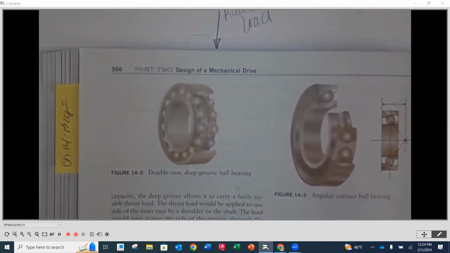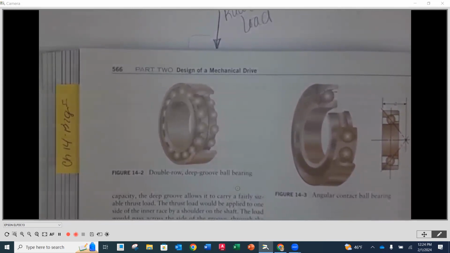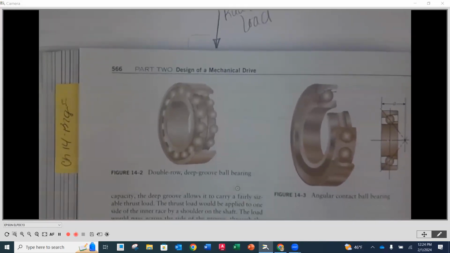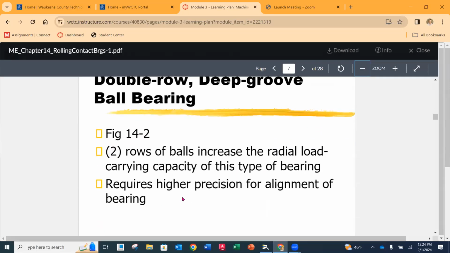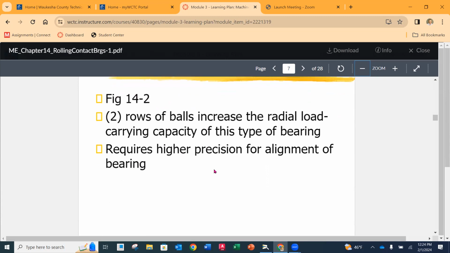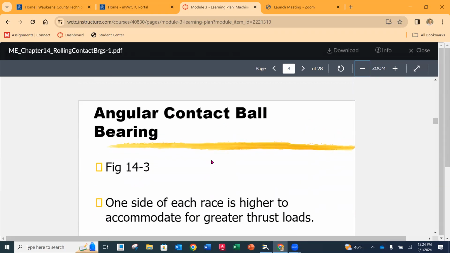What's going to probably be harder to do with this type of a bearing? Aligning them across. Now you've got a wider stance, if you would, on that bearing. And because you've got that, then you're not going to be able to misalign them quite as much. So you're going to have to be a little bit more careful. Not that it's a big deal, but it is something that's going to be different from the single row. So let's go back over here. 2 rows increase requires higher precision on alignment. Awesome.